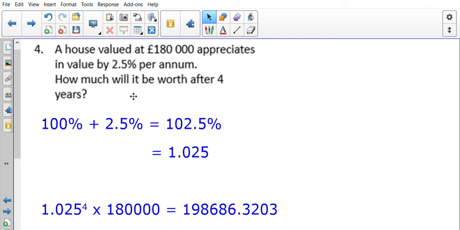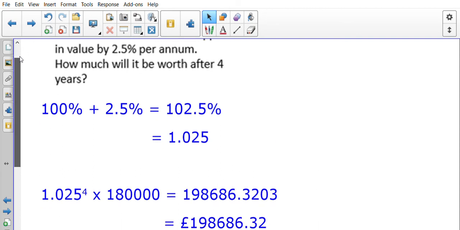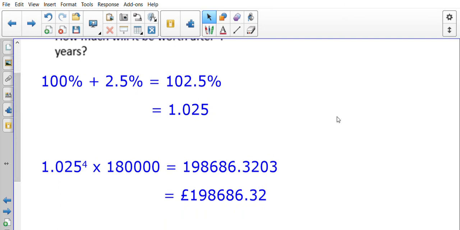Now, we're dealing with this per annum meaning per year, and we're looking for it after 4 years, which is why your decimal 1.025 is to the power of 4. You then multiply that by the original value, which was 180,000, and your calculator will give you 198,686.3203. Again, it's a money question, so it's implied that you have to round to 2 decimal places. So your final answer must be £198,686.32.